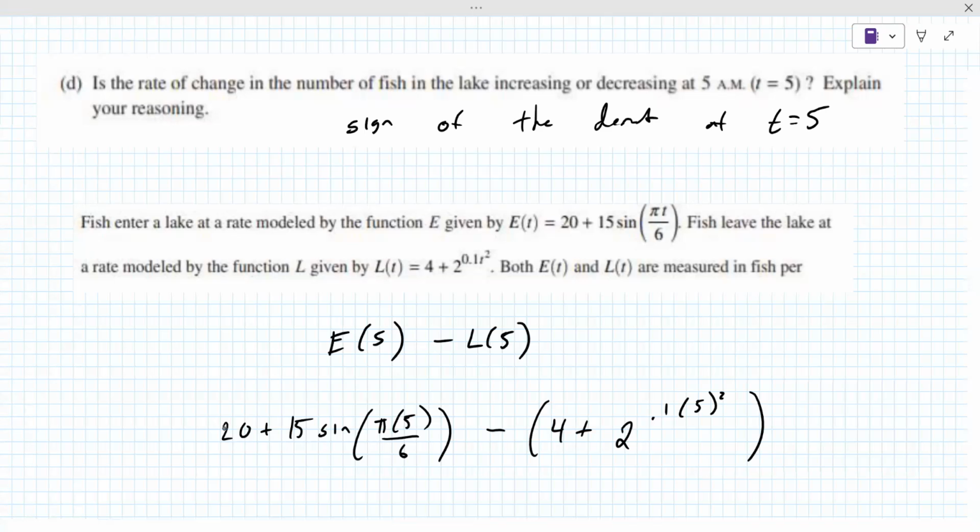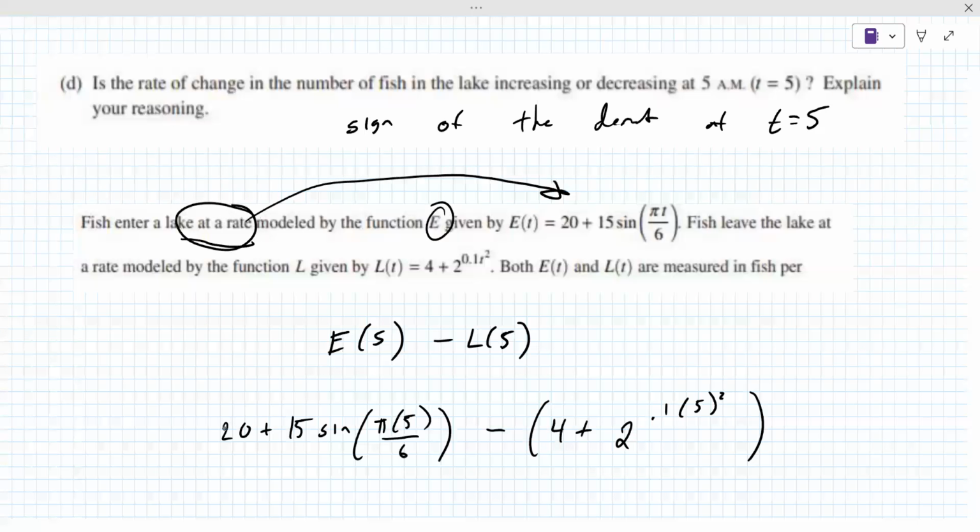Wouldn't it be for rate, wouldn't it be the derivative of E? The problem says fish enter a lake at a rate. Oh, okay. So that already is a derivative. Yes, and that's where these problems get to be unclear, because you think, oh, maybe I've got to take a derivative of that. No, if they give you a rate, the rate is the derivative.